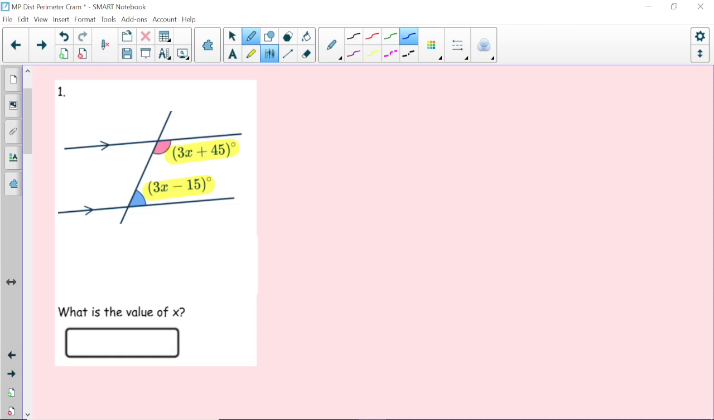When we take a look at these two angles, we notice that their relationship is consecutive interior angles, or same side interior angles, because they are inside our parallel lines on the same side of our transversal. So consecutive slash same side interior angles. Both names mean the same thing.